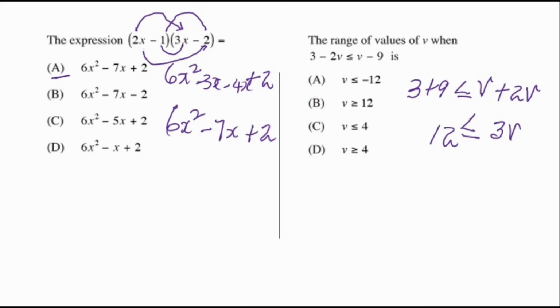Now let us simplify. Dividing through by 3, we get 4 is less than or equal to V. So let's see which one of those expressions says that. It's not A, surely not B. This reads V is less than or equal to 4, which is not correct. This is saying that V is greater than or equal to 4, which is correct. So the correct result is D.